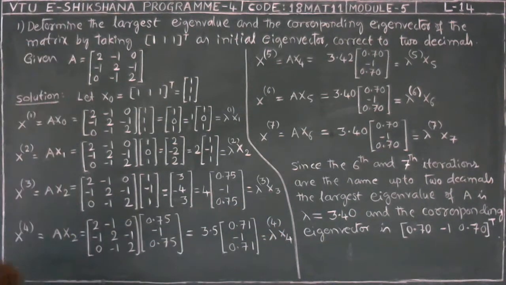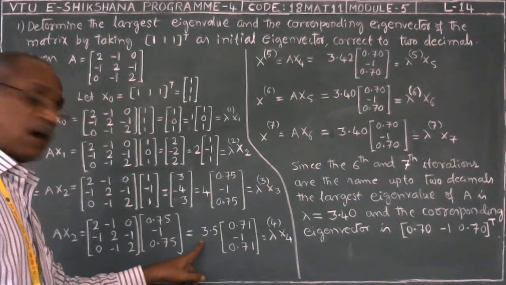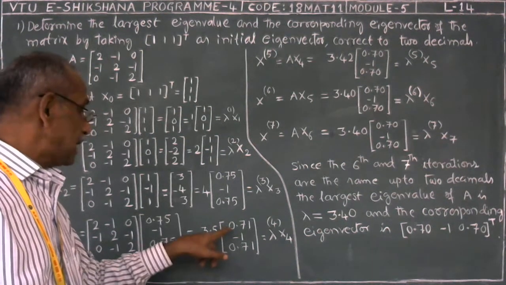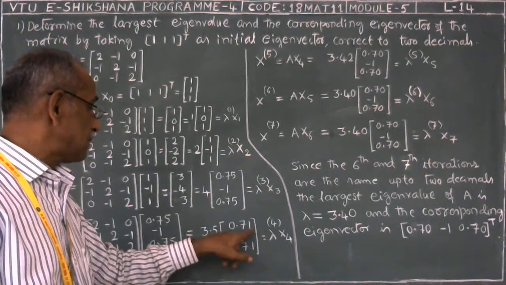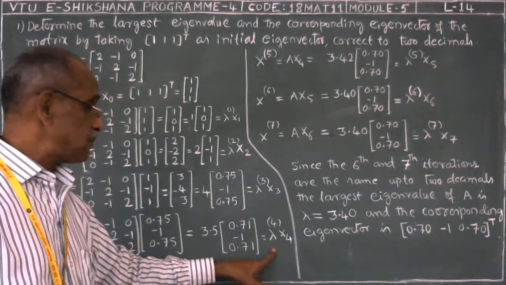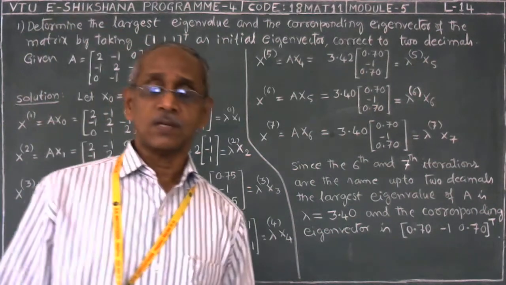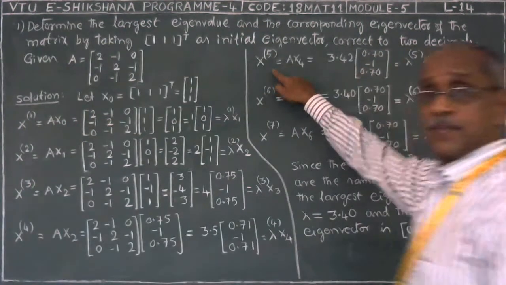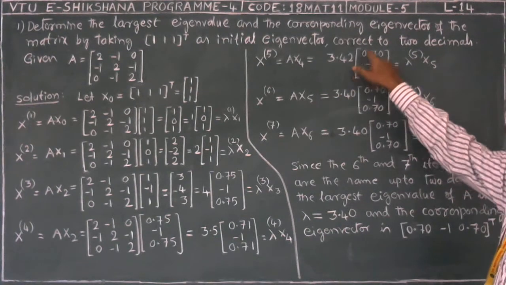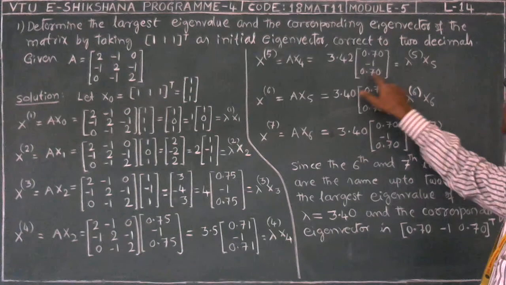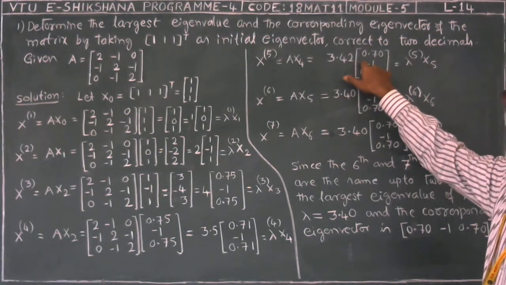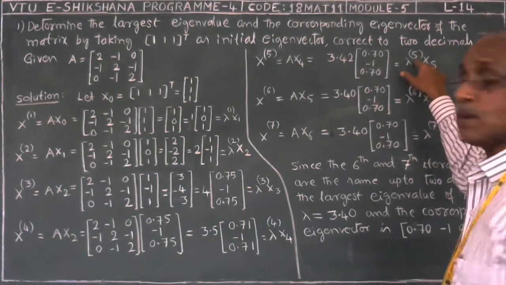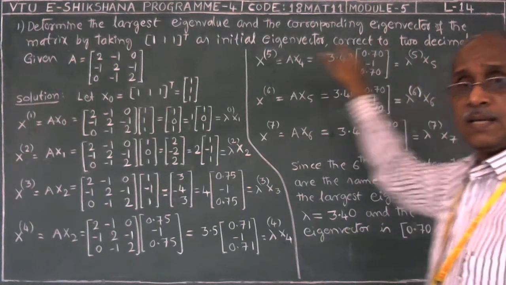corresponding eigenvector. Now similarly, we compute x4, and after taking out the numerically largest value, that happens to be minus 3.5, so 3.5 comes out, and the column matrix is 0.71, minus 1, 0.71. We call this lambda 4, x4. So lambda 4 is the fourth approximation to the eigenvalue, and x4 is the fourth approximation to the corresponding eigenvector. Similarly, we compute x5, that will yield 3.42 times 0.70, minus 1, 0.70. Here also, minus 3.42 happens to be the numerically largest value among all three entries. So we call it lambda 5, x5, the fifth approximation to lambda, and x5 is the fifth approximation to the corresponding eigenvector.